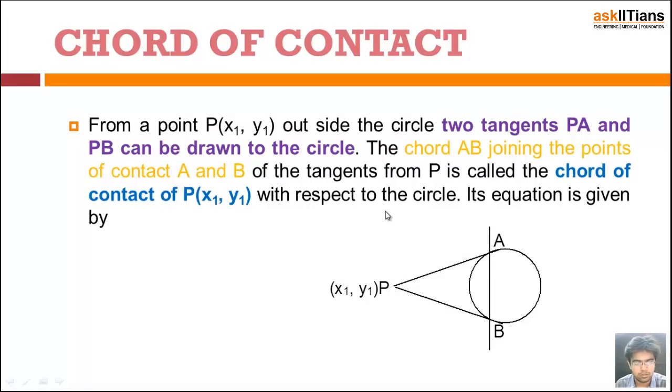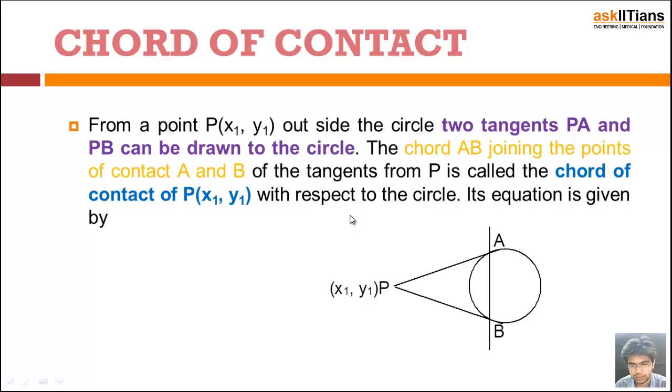Let's start with a different concept, that is the point of contact. Suppose there is a point P(x1, y1) which is outside the circle. As P is outside the circle, from this point I can draw two tangents. Let's call them PA and PB. A and B are the points of contact of these tangents. If I join AB and produce it, this straight line is called the chord of contact with respect to the point P(x1, y1).